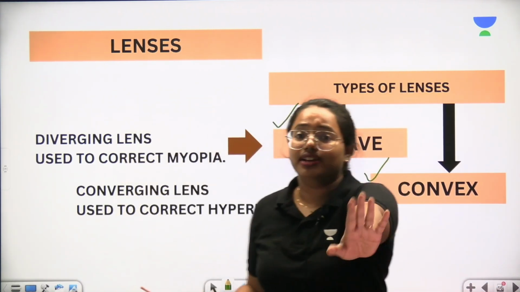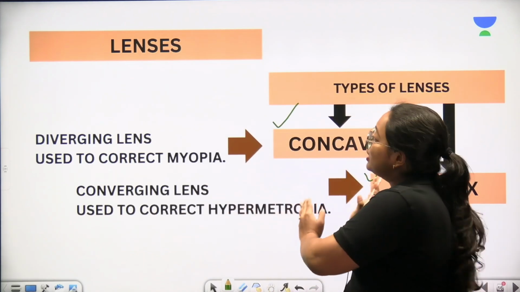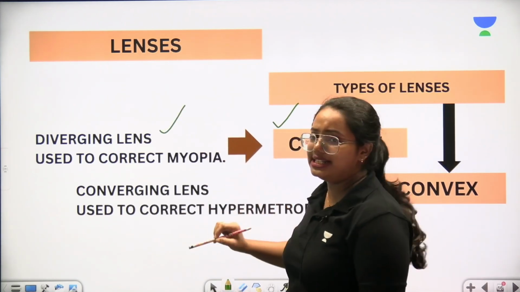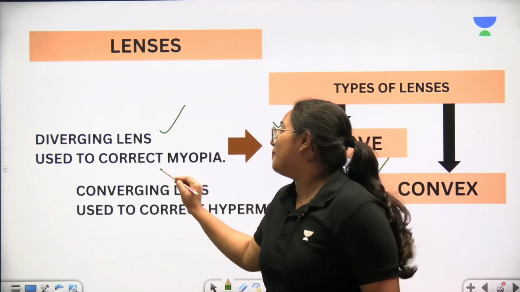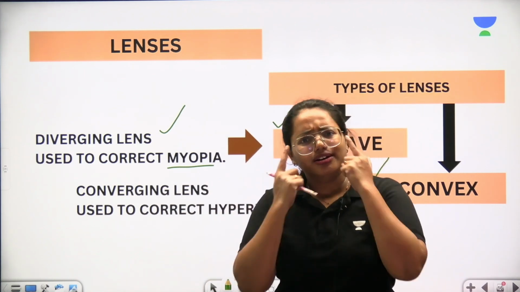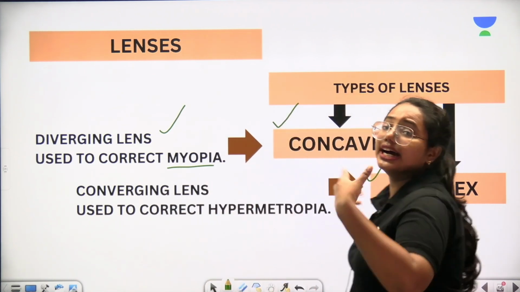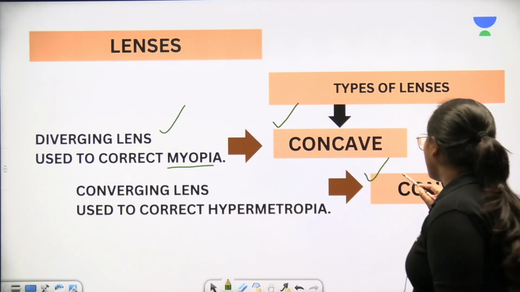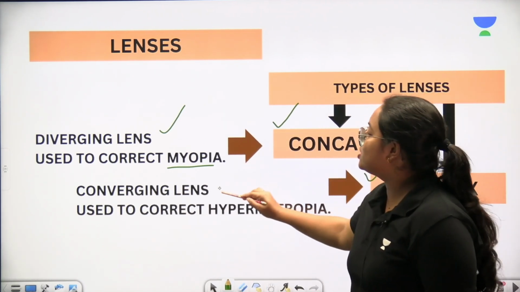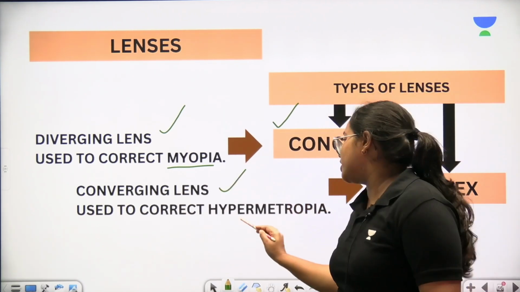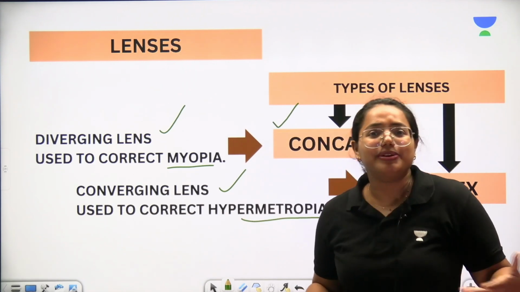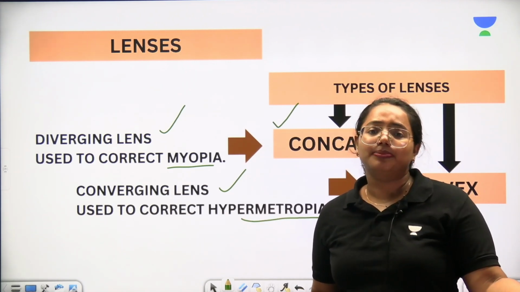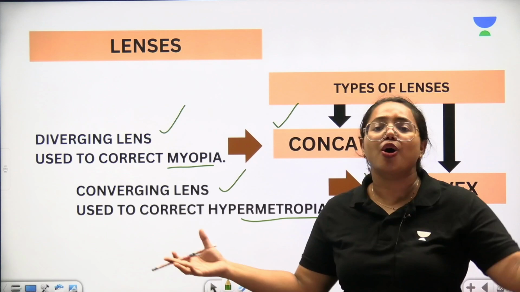But here you have to be very specific. Why? Because concave is known as diverging lens, which is basically used to correct myopia. What is myopia? Short sight. Okay, so if you want to correct myopia, you can make use of concave lenses. What about convex? This is known as converging lens. It is basically used to correct hypermetropia. What is meant by that? Hypermetropia is far-sightedness. That means long sight.